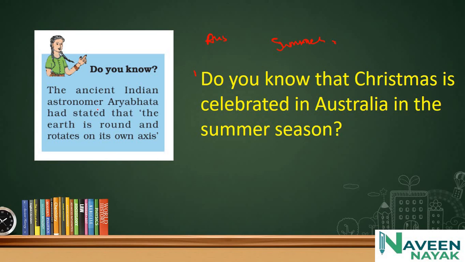The ancient Indian astronomer Aryabhatta had stated that the earth is round and rotates on its own axis. Remember this.